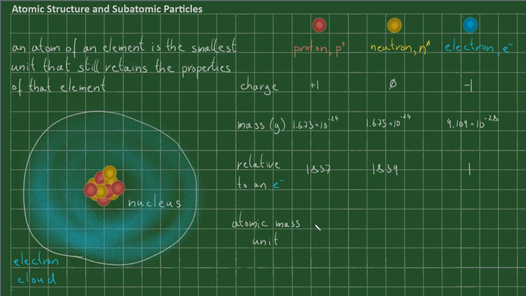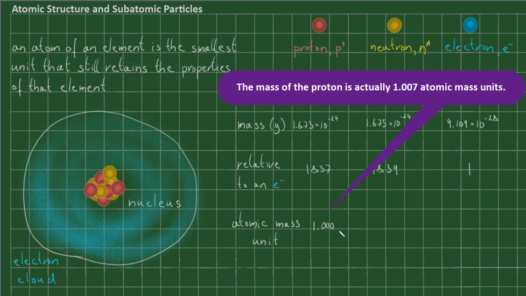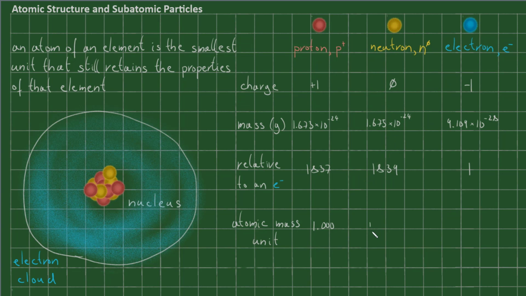So I could say that the proton is 1.000 atomic mass units. The neutron is a little bit heavier. So the neutron is 1.009 atomic mass units. The electron is a lot lighter. It has less mass. So when it comes to the electrons, I could say that an electron has a mass of 0.0005 atomic mass units.